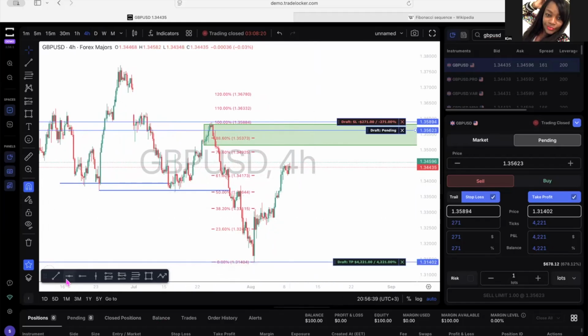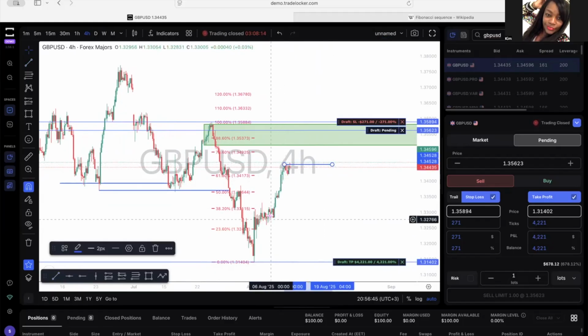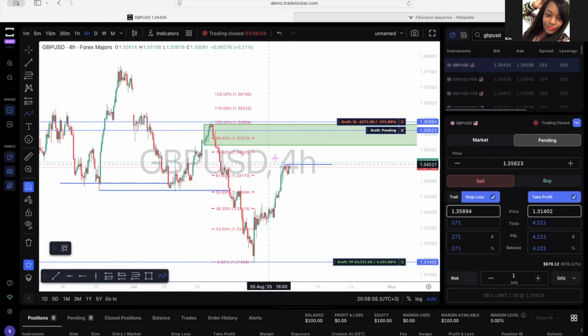So this is my thoughts on this. This is a swing low. Price could pull back to here and start buying up. So where are my tools? Oh, here we go. So price could pull here and then start pushing up.